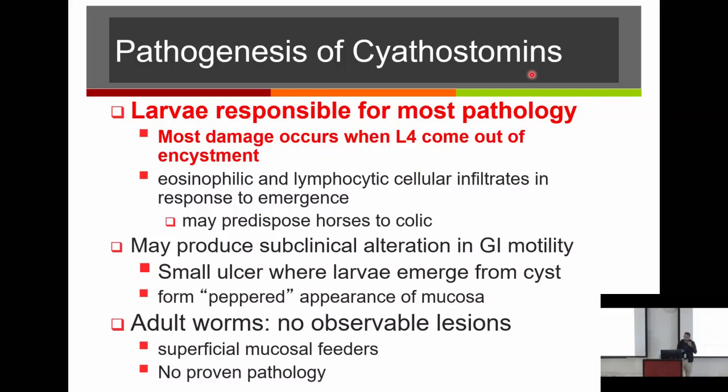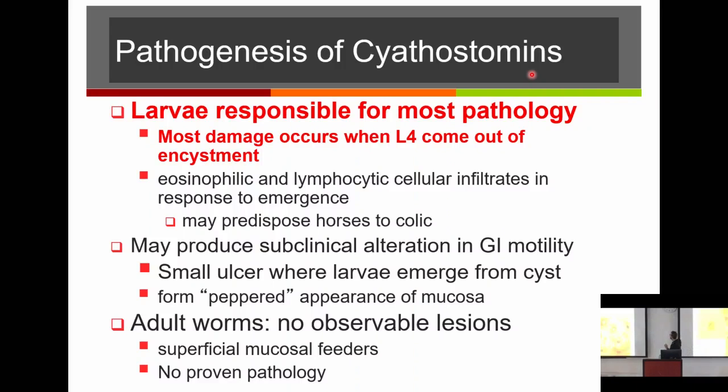In the case of adult worms, there are no observable lesions in this case, but we see the lesions in the case of Strongyles, some ulcers in the intestine, and they are not proven to cause a very strong pathology as far as the adult is concerned. So the larvae cause very severe damage to the intestine and make a very big cyst within the mucosa of the intestine, and that is one of the predisposing factors of causing colic.